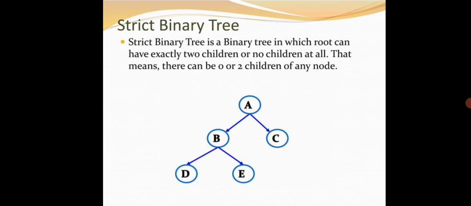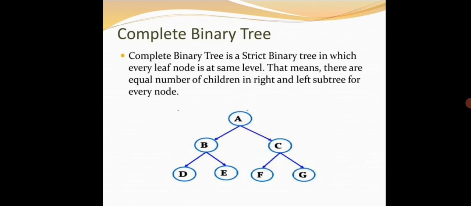A binary tree follows the rule that each parent node has no more than 2 child nodes. This means that a binary tree can look like this, as given in the figure. There are 3 or 4 types of binary trees. There is the strict binary tree. A strict binary tree is a binary tree in which a node can have exactly 2 children or no children at all. That means there can be 0 or 2 children, never exactly 1 child, for any node.